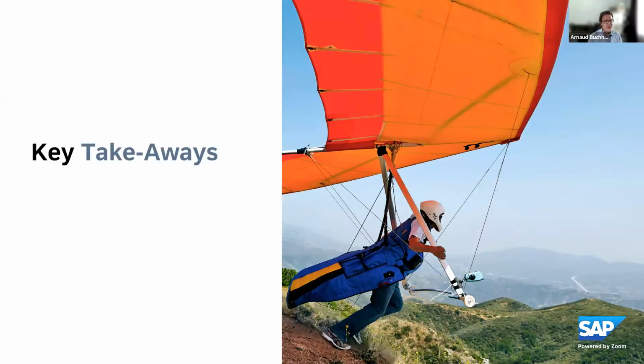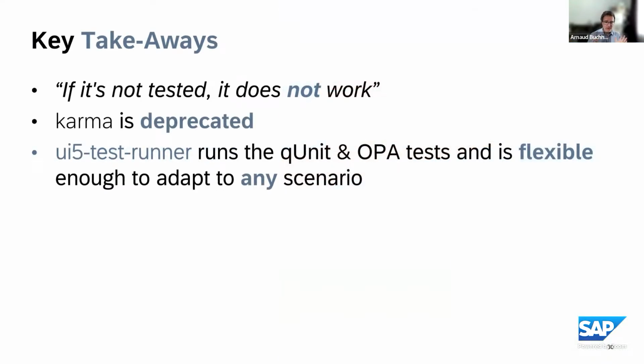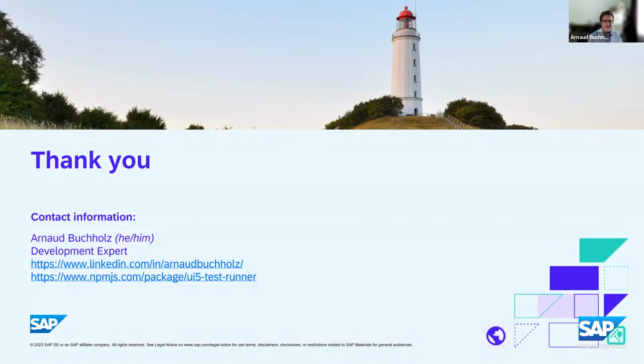And I would like to finish this presentation with the key takeaways. So first of all, my biggest motto here is if it's not tested, it does not work. If there is one thing I want you to remember, it is this sentence: please test whatever you're doing. Remember that Karma is deprecated and is on the verge of disappearing. It's still there for the moment, no rush, but it might be the right time to look for new tools. And I believe that the ui5-test-runner is quite a convenient tool to replace Karma because it allows you to run QUnit and OPA tests. And it's quite flexible. I would even say it's flexible enough to adapt to any scenario. And that concludes my presentation.